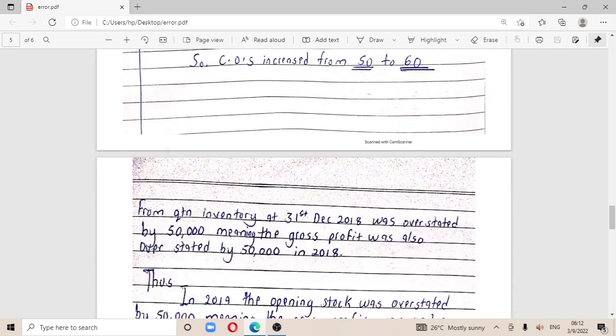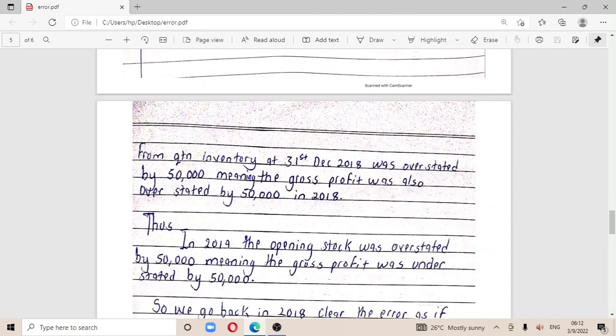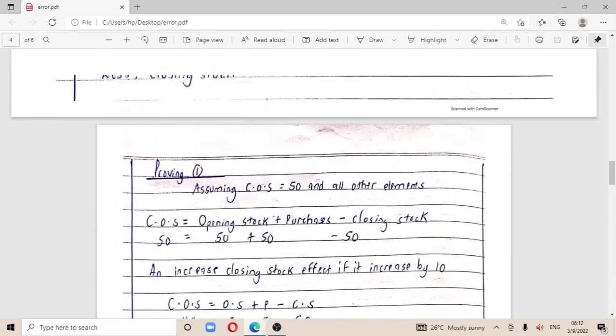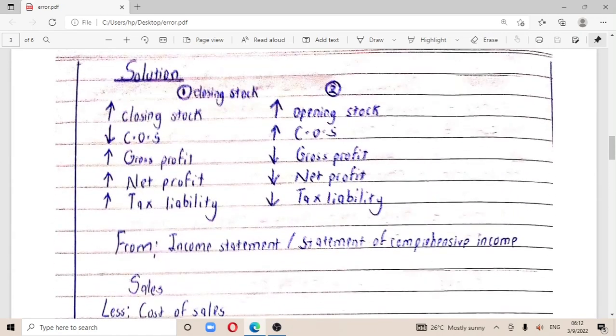So having known that, from the question, you know that at 31st December 2018, there was an overstated figure of 50, meaning that the gross profit, if the closing stock in 2018 increased, means the gross profit is going to also increase. That means they overstated their figure.